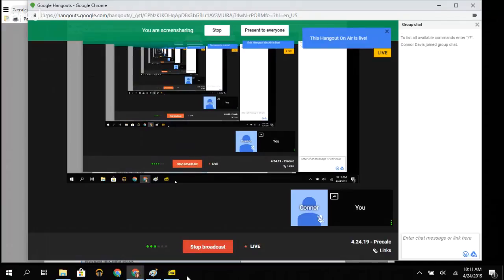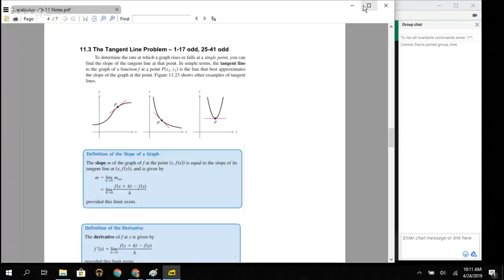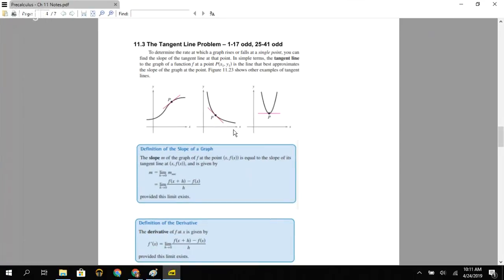Start with 11.3. So 11.3 is called the tangent line problem. All right, so in higher level math, a lot of mathematicians are concerned with when you're looking at a function at a specific point, we want to know at that particular point.